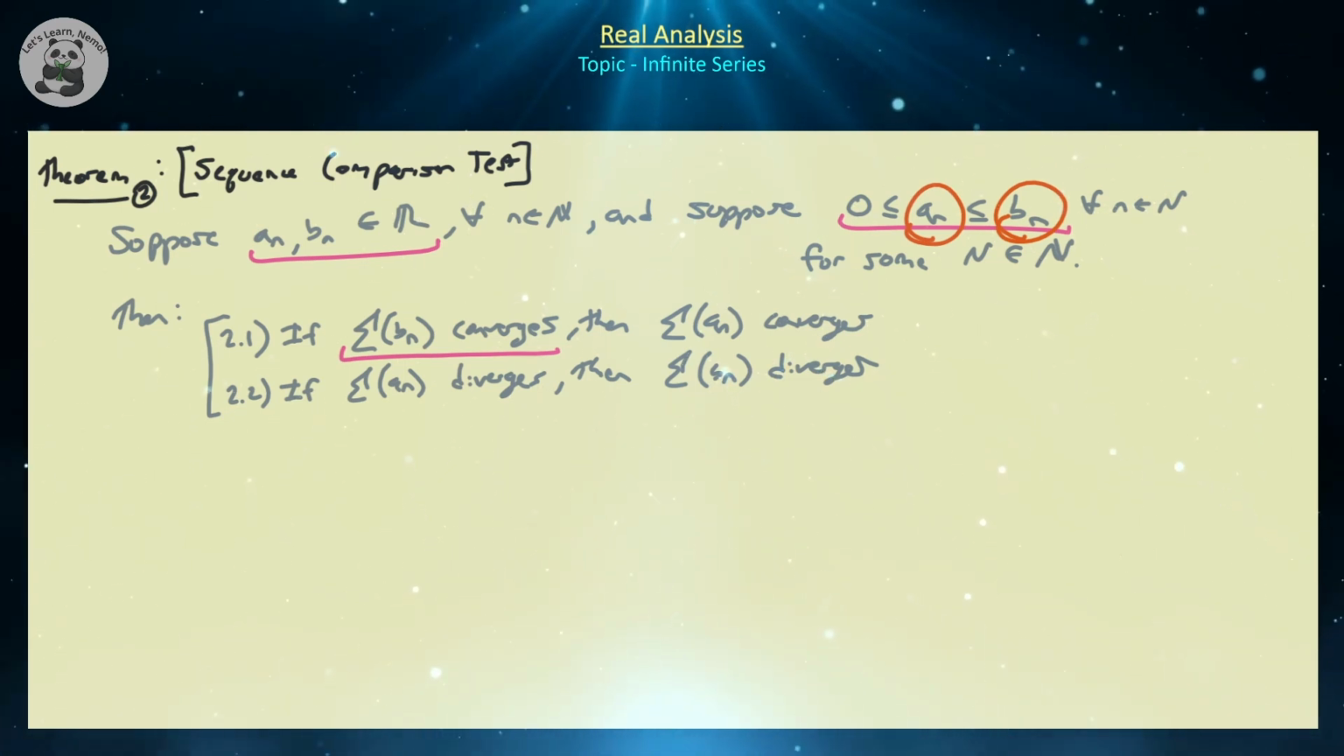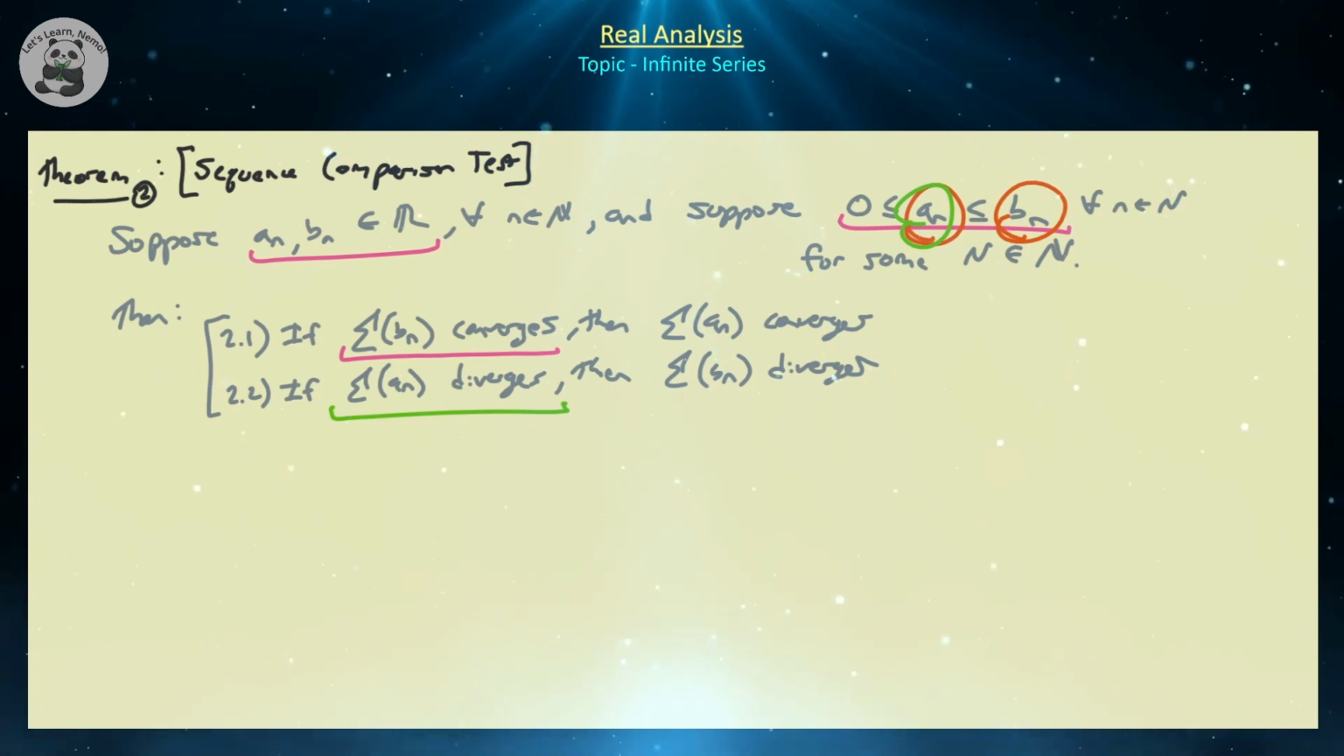And similarly, if you have an infinite number, i.e. if an diverges in terms of its series, you can't have a finite number above it. So if an diverges, that means the bn series is also going to be divergent as well. I'm not going to get into the proof of that because it's pretty straightforward in terms of contradictions and those types of things. So this is called the sequence comparison test.